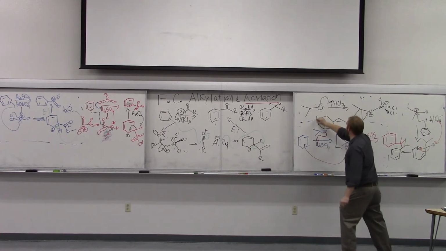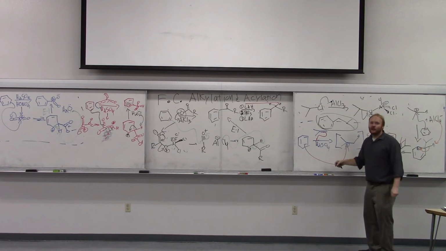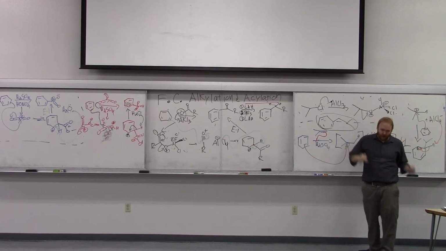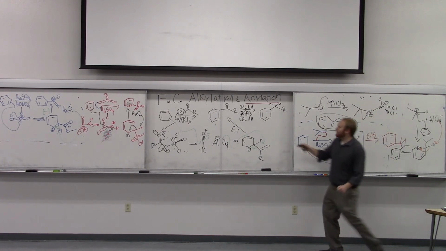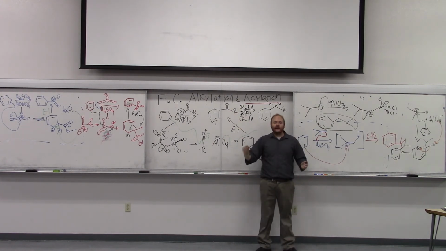How do we make this when we have this stupid rearrangement? Well, the answer is we do a Friedel-Crafts acylation. We do a Friedel-Crafts acylation, and then we just take the carbonyl and do what we have to do to the carbonyl to make it a carbon-hydrogen bond.